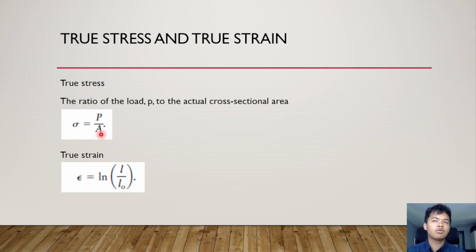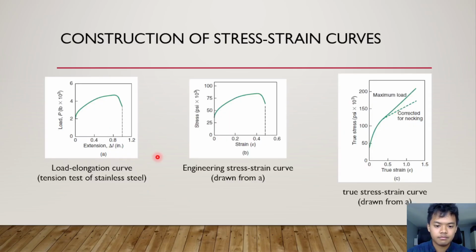As we pull apart this specimen, the cross-sectional area gets smaller and smaller over time, so the value for A depends on that actual cross-sectional area. Same goes for true strain. Then we have the construction of stress-strain curves.